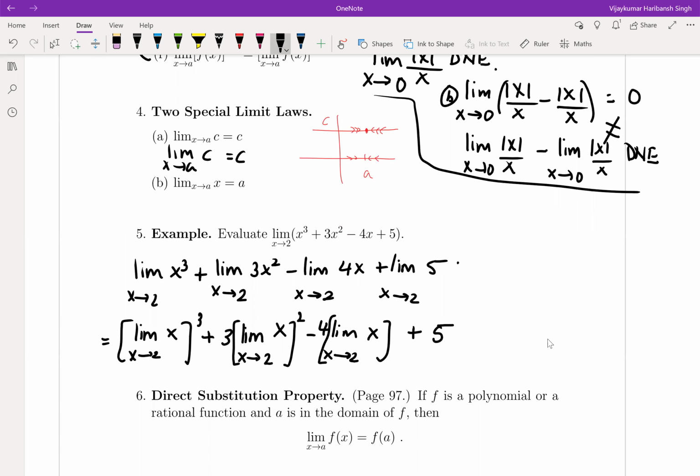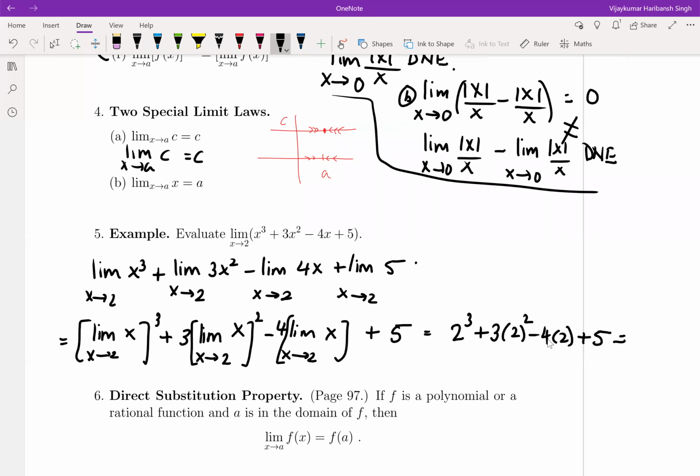Now, if you look at the special rule A, you'll see that the limit as x goes to 2 of x is just 2. So this is going to be 2 cubed plus 3 times 2 squared minus 4 times 2 plus 5. And then whatever is the answer, you can calculate, which is going to be 8 plus 12, 20. 20 plus 5 is 25. 25 minus 8 is 17.